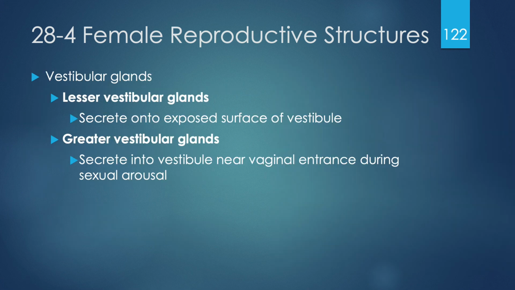Also present with the vestibule are the lesser vestibular glands and the greater vestibular glands. So the lesser vestibular glands will secrete their product onto an exposed surface of the vestibule, and the greater vestibular glands will secrete their product into the vestibule near the vaginal entrance during sexual arousal.